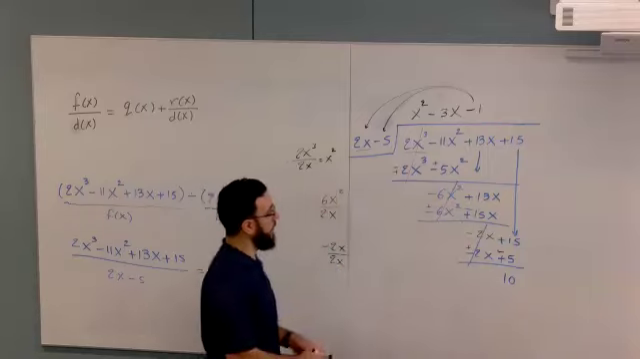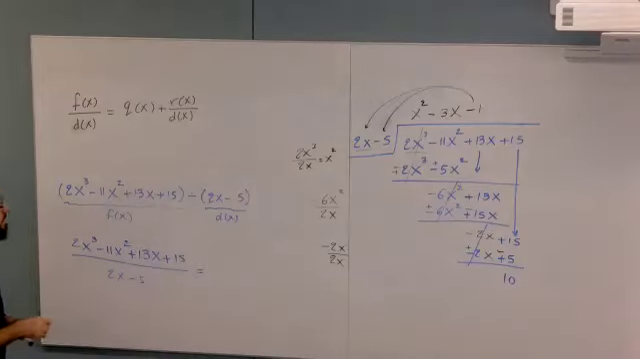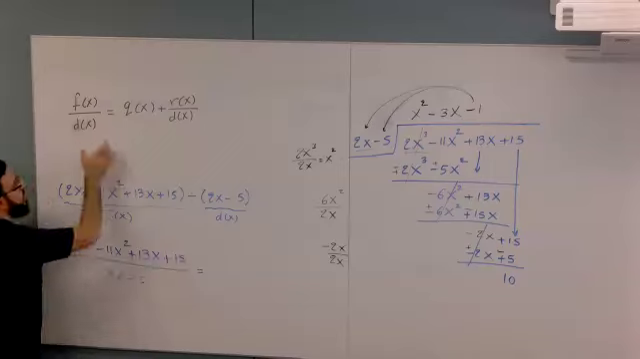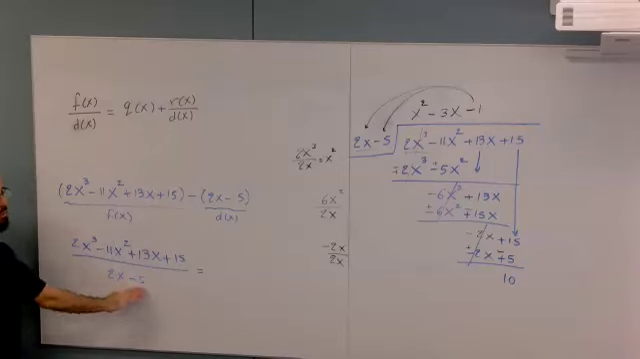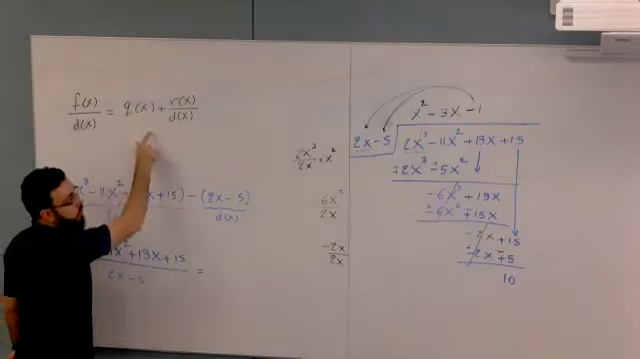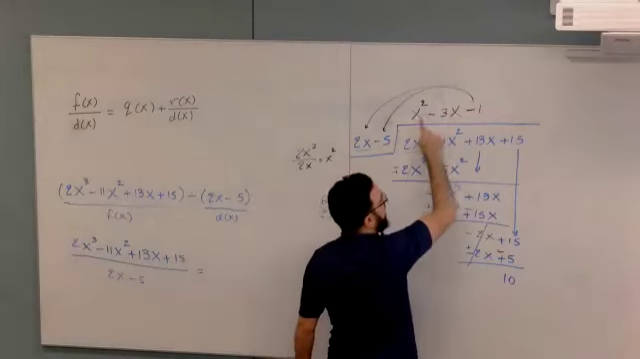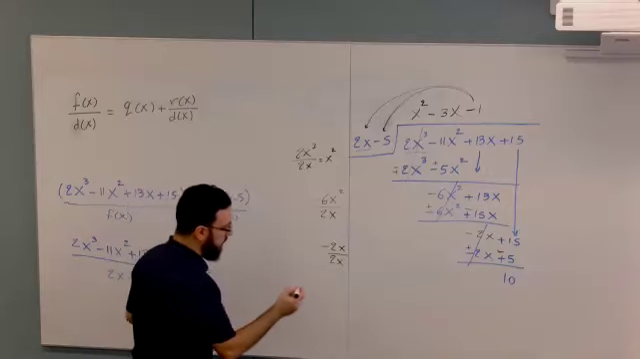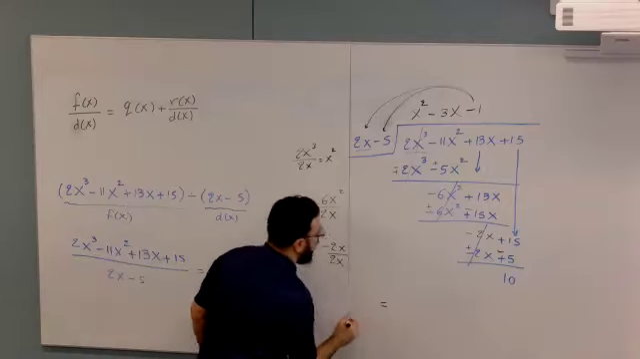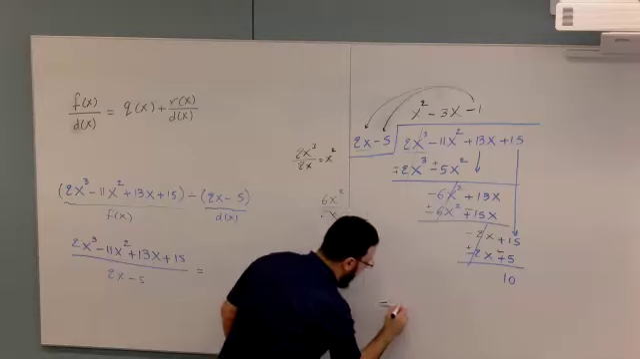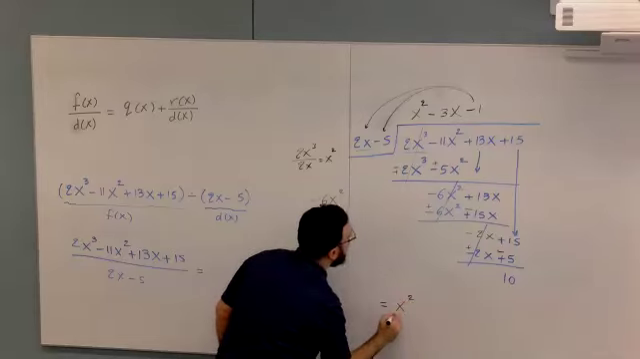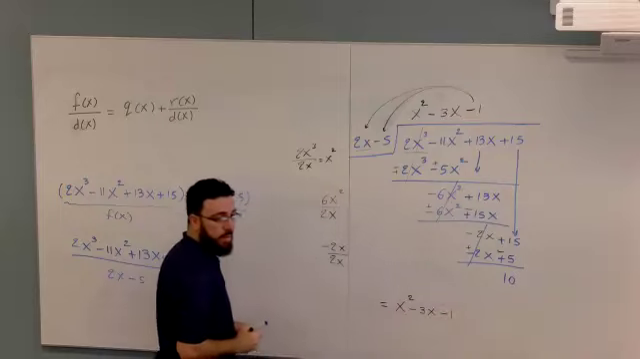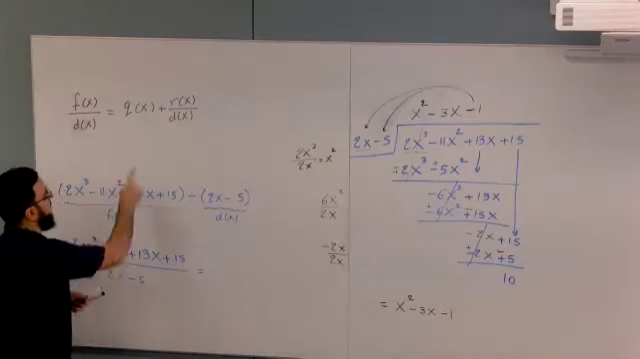So let's go back here. This is the polynomial f of x. This is the divisor, right? This one is the quotient, which is the result here. So if we need to write down the result, the quotient Q of x is x squared minus 3x minus 1. Okay?